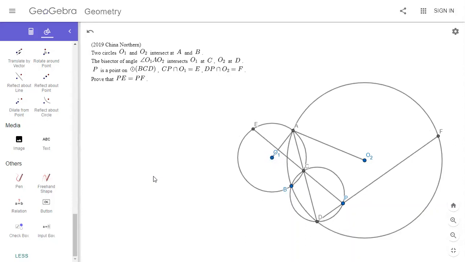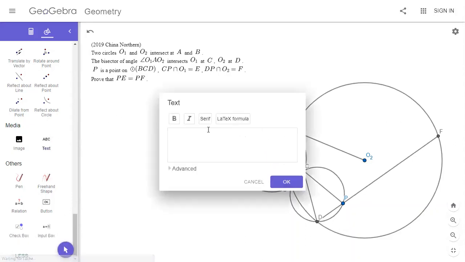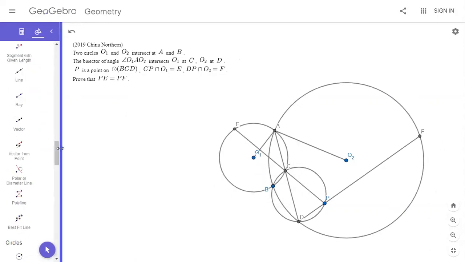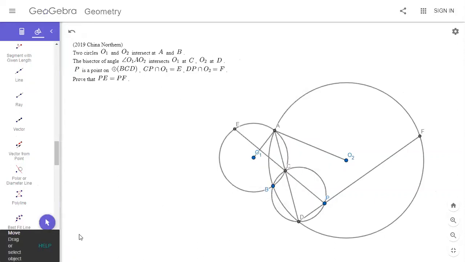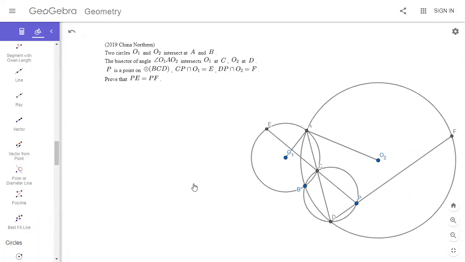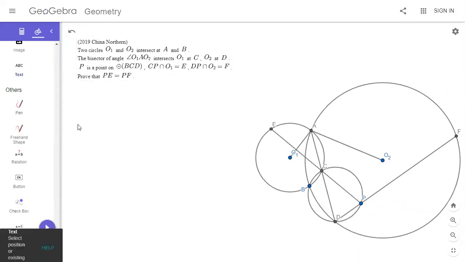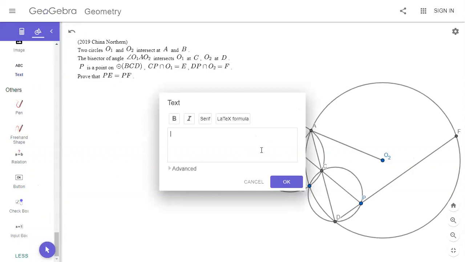Okay, so we can show E, A, and F are collinear by the angle chase. I feel like it might just cover up the diagram. I hate that about GeoGebra. It used to be draggable. You used to be able to drag the text box to the side, but they changed it so that you can't do that.